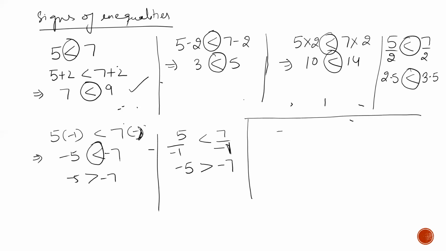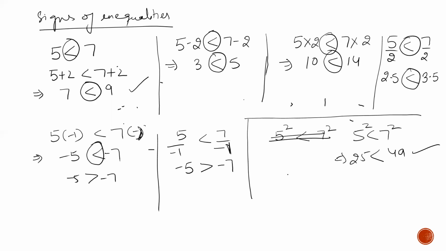If I'm provided with 5 to the power 2 less than 7 to the power 2, right? See, when it was 5 less than 7, I am squaring both sides. I'll get 25 less than 49. Yes, the sign remains the same.